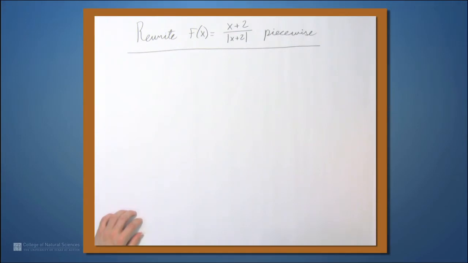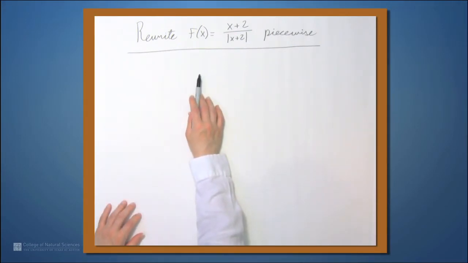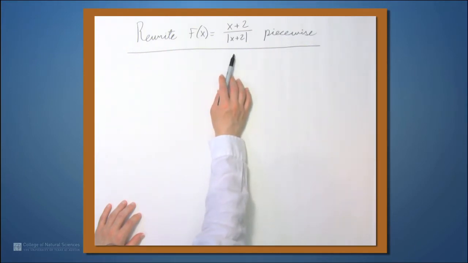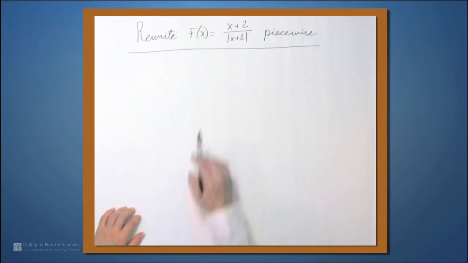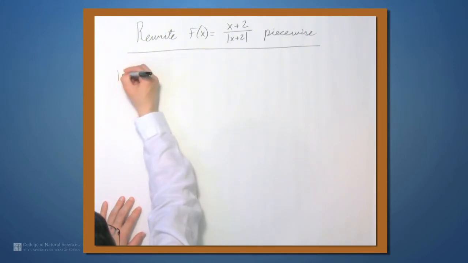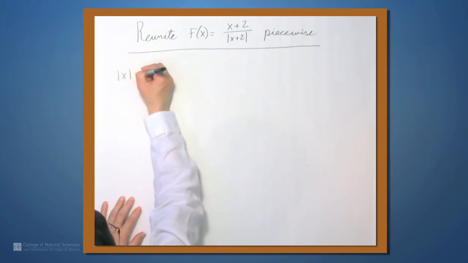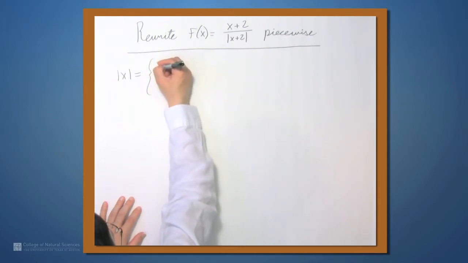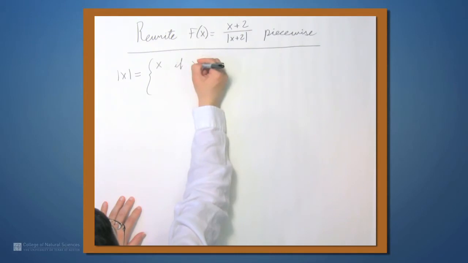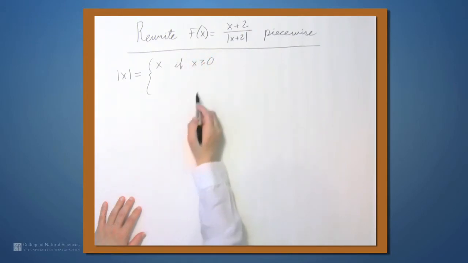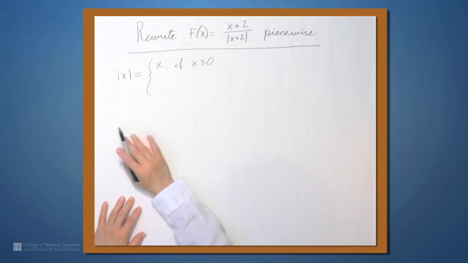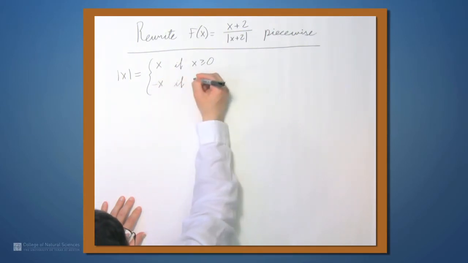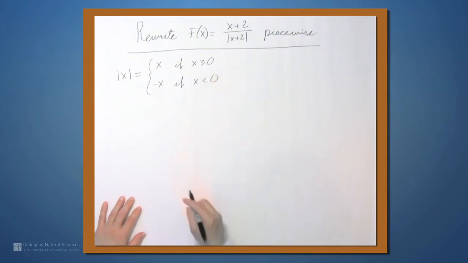So we're here at the example table, and in this video we're going to rewrite the function f of x equals (x plus 2) divided by the absolute value of (x plus 2) piecewise. So let's just write down the definition as a little reminder of the absolute value of x. The piecewise version of the absolute value of x is x if x is greater than or equal to 0, right? If x is non-negative, the absolute value leaves it alone. And it's negative x if x is less than 0.